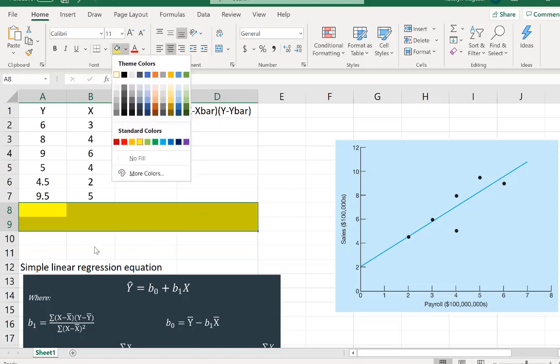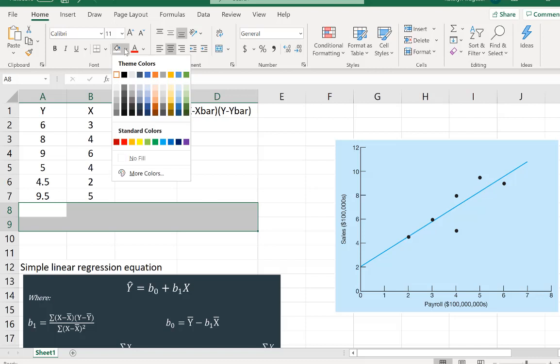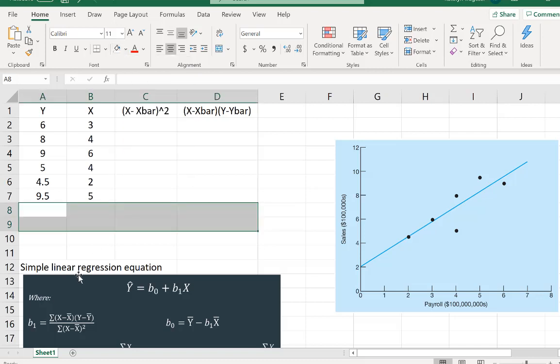Let me make these white again, and it'll be easier to see that line. Okay, what happened, I made those white. I actually want no fill. That way I can see those gray squares as well. Okay, so I'm going to try to include a couple tips and tricks for Excel that maybe you haven't seen in a while or you've never seen before.